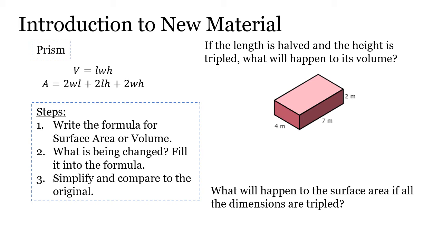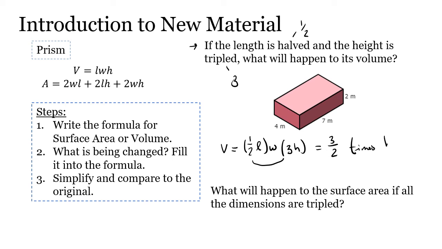Okay, what about a prism? So let's say that the length is halved and the height is tripled and the width is not changed. What will happen to its volume? So let's write the formula we're interested in. The length is halved, so 1/2 of the length. The width is not changed, and then the height is tripled, so that would be 3 times bigger. This is 3, this is 1/2. 1/2 times 3 is actually 3/2, so I know it's going to be 3/2 times bigger.